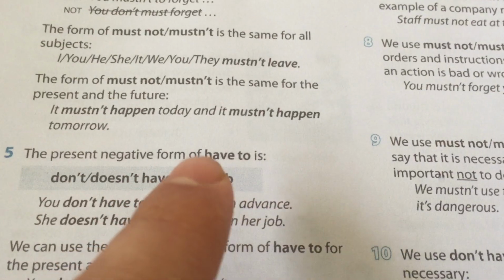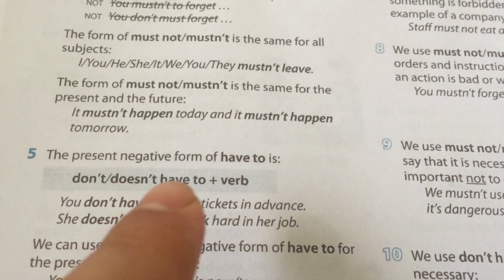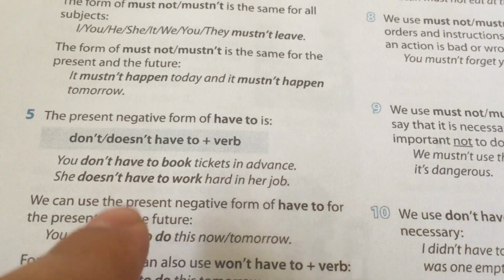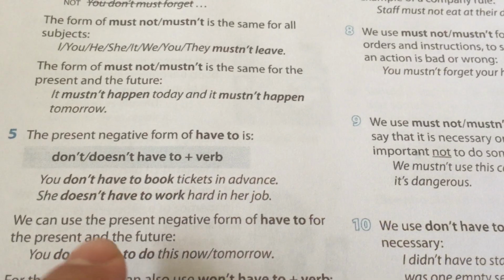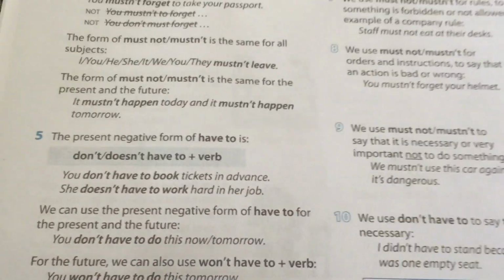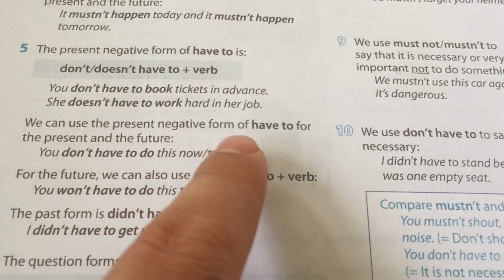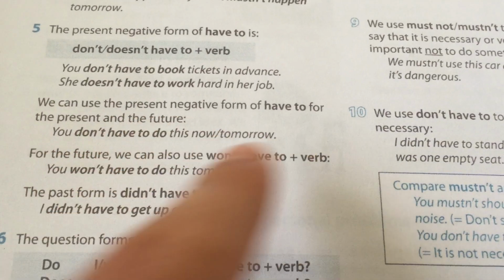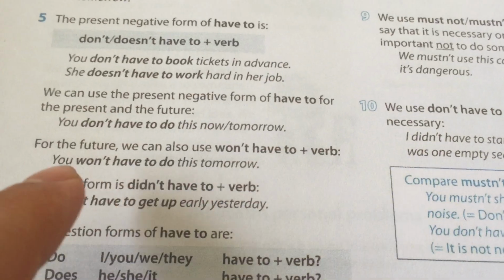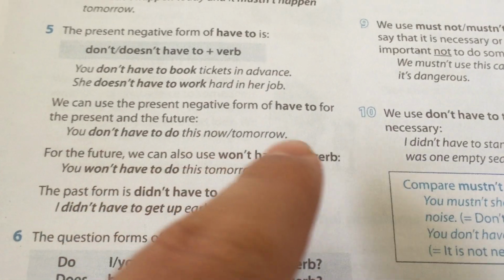The present negative form of have to is don't, doesn't have to plus verb. You don't have to book the tickets in advance, means it's not necessary. She doesn't have to work hard in her job, means it's not necessary. We can use the present negative form of have to for the present and the future. You don't have to do this now, tomorrow. It's not necessary.